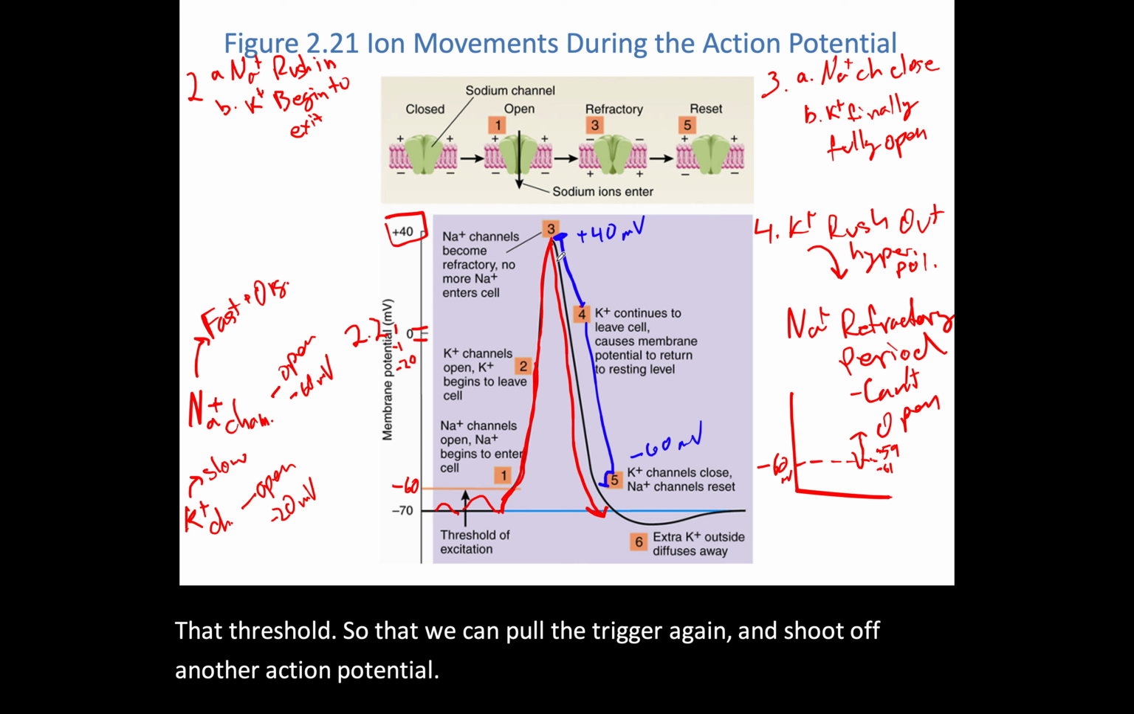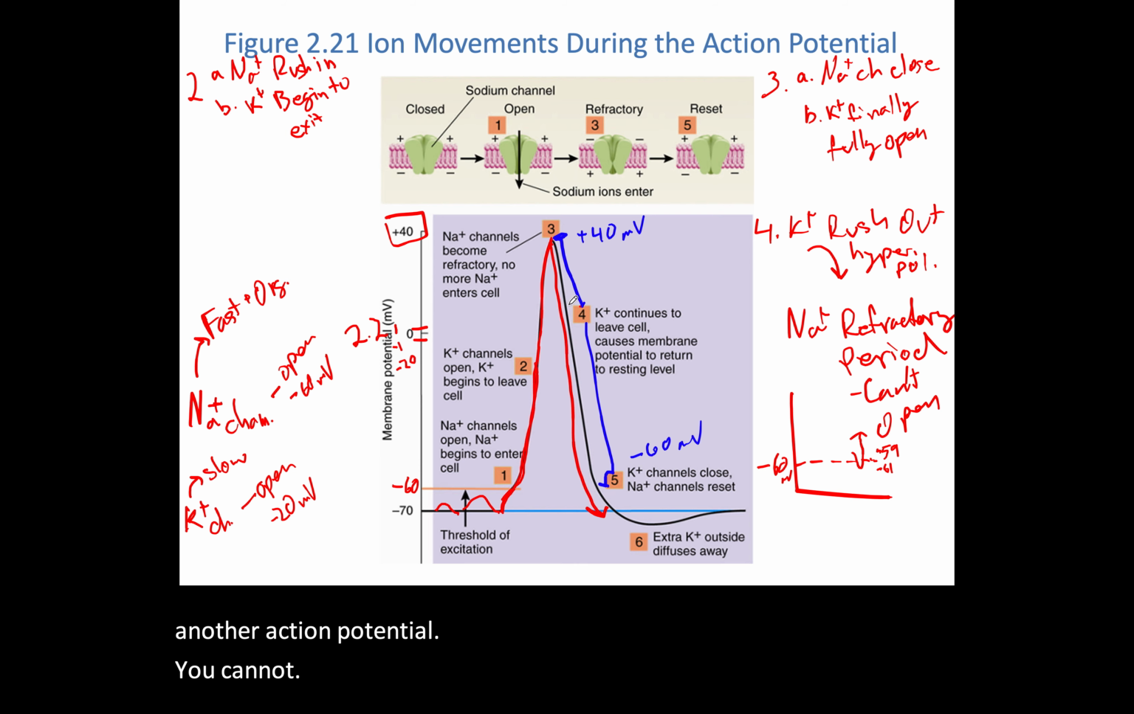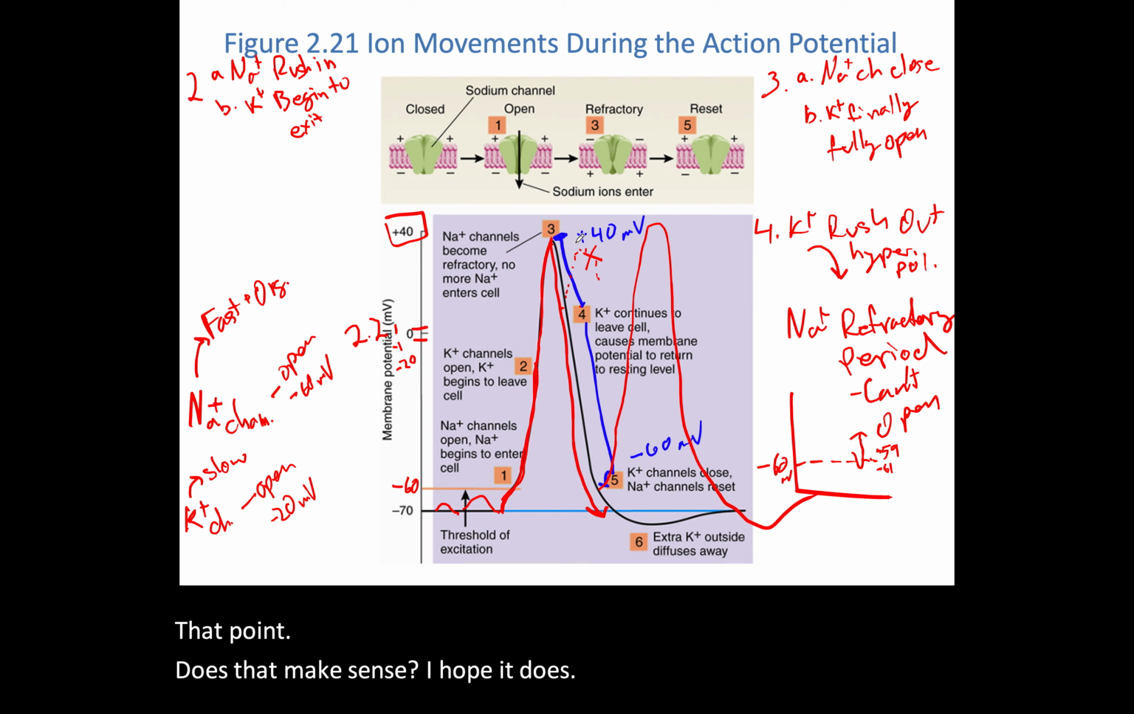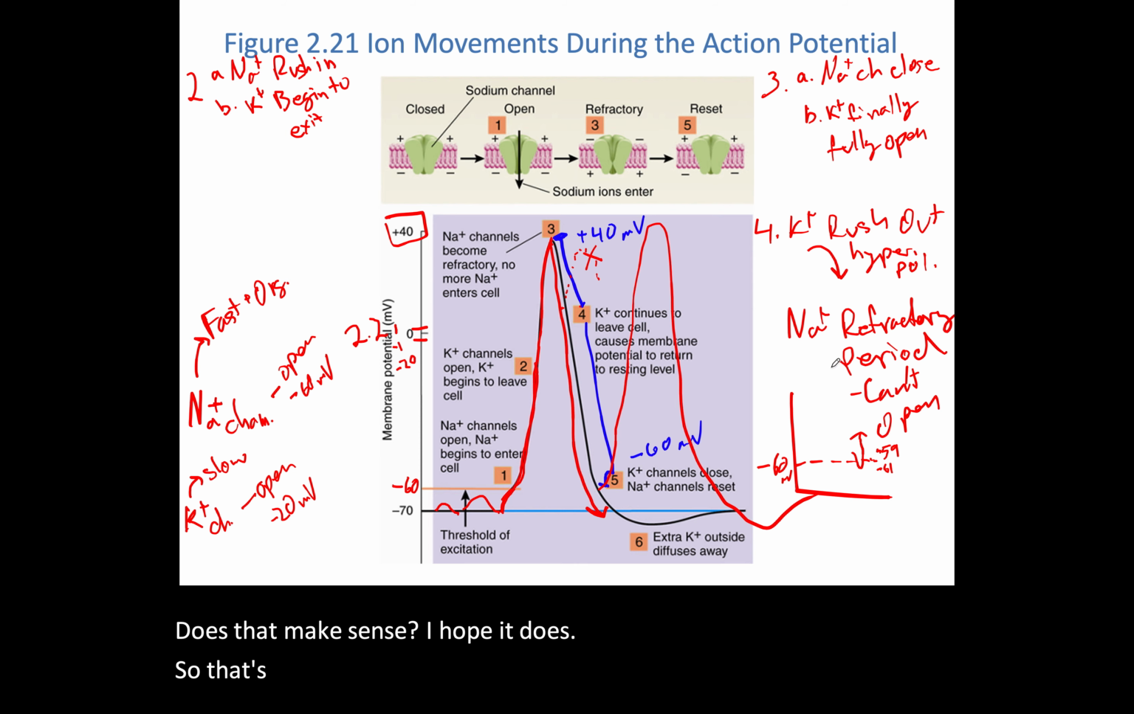Therefore, you cannot get an action potential at this point. Cannot do it. The fastest you can shoot off another action potential is that point. Does that make sense? I hope it does. So that's why the sodium channels are refractory. It's just really mechanics.